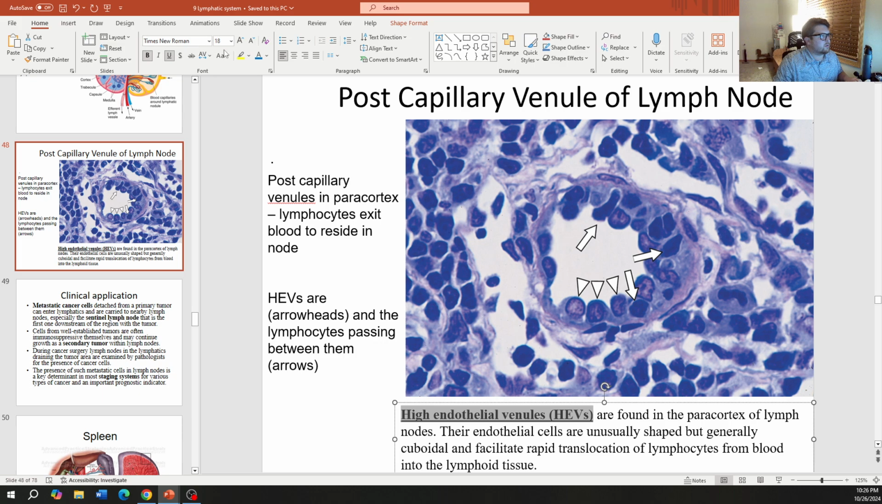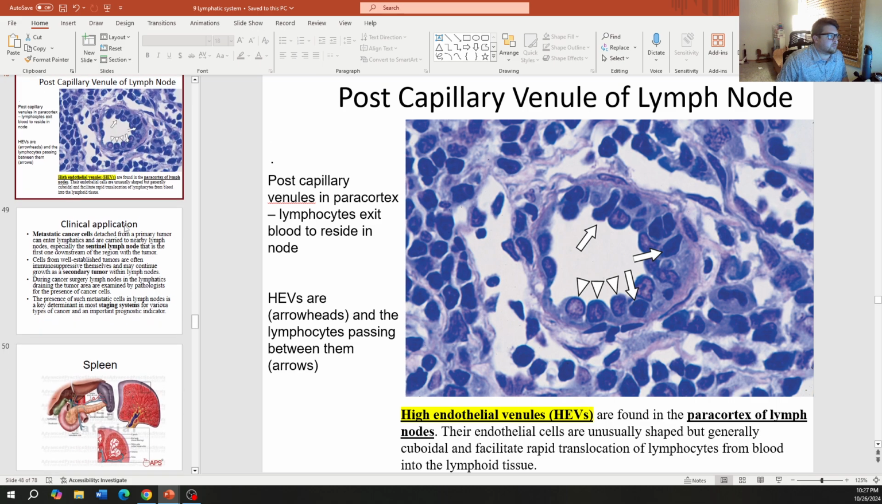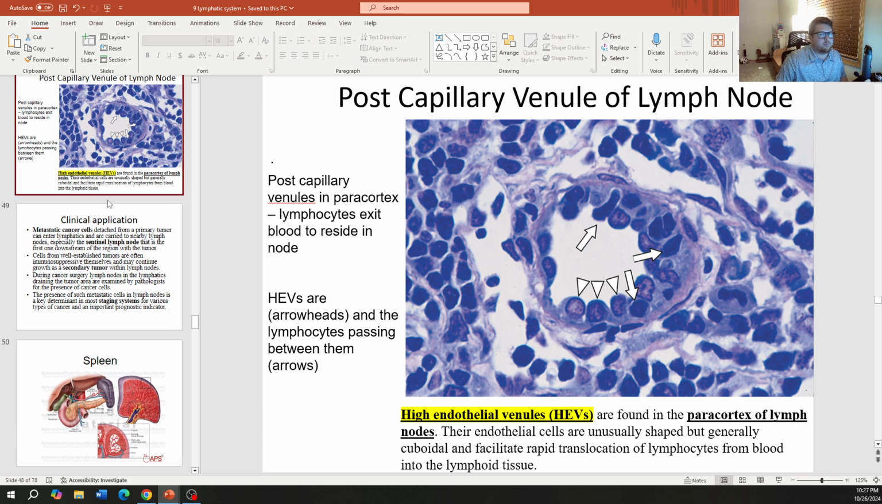This is probably going to be one of those one-off test questions that you may or may not see. Something along the lines of, where are the HEVs found? The answer being the paracortex of lymph nodes. If you want to get an A on the test, you should know that specific little fact. But not knowing it, you're still more than likely going to get a high B if you focus on the rest of the stuff.